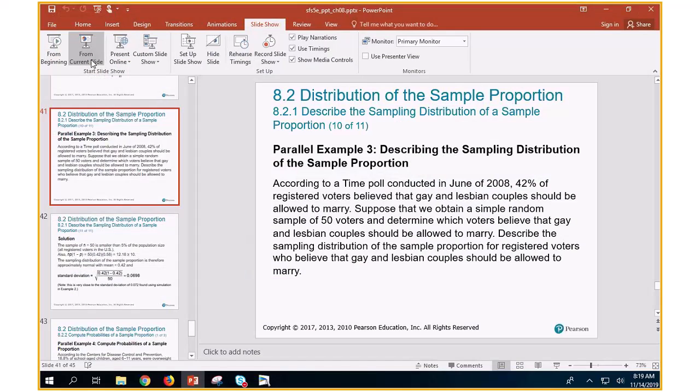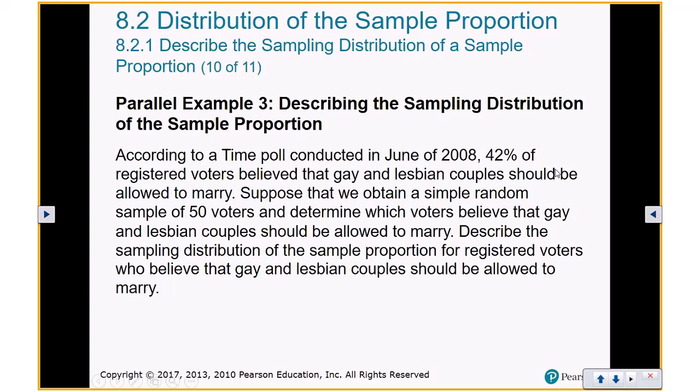So I want you to write this one down. You don't have to write down every single word, but write down: according to a poll, 42% of registered voters believe that gay and lesbian couples should be allowed to marry. Suppose that we obtain a simple random sample of 50 voters and determine which voters believe that gay and lesbian couples should be allowed to marry. Describe the sampling distribution of the sample proportion for registered voters who believe that. All I care about, there's only two numbers in this whole thing: 0.42 and 50.